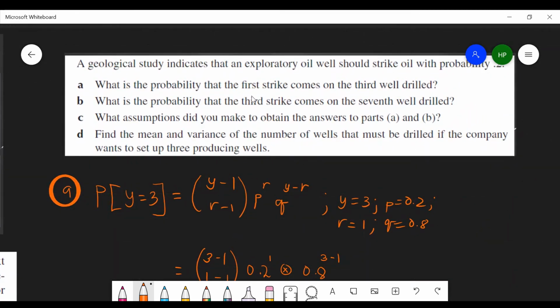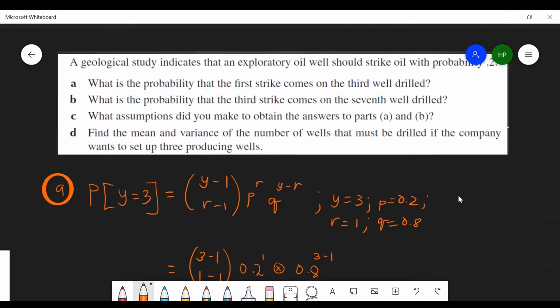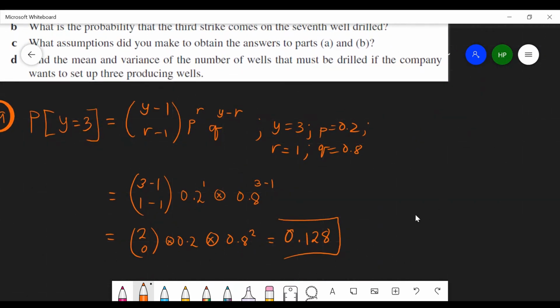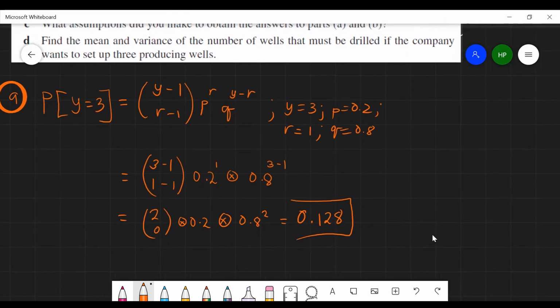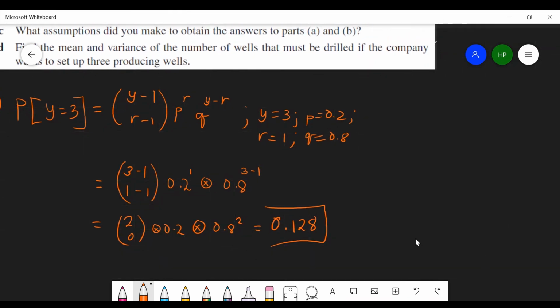The first strike comes on the third well drilled is 12.8%. Now, sabi nga natin, magkahawig yung geometric tsaka negative binomial, lalo na kapag ang pinag-uusapan ay first out of so many trials. Okay? So, tingnan nga natin. Kapag ginamit natin geometric, di ba yun ay probability of y equals 3 din? So, this is equal to what?